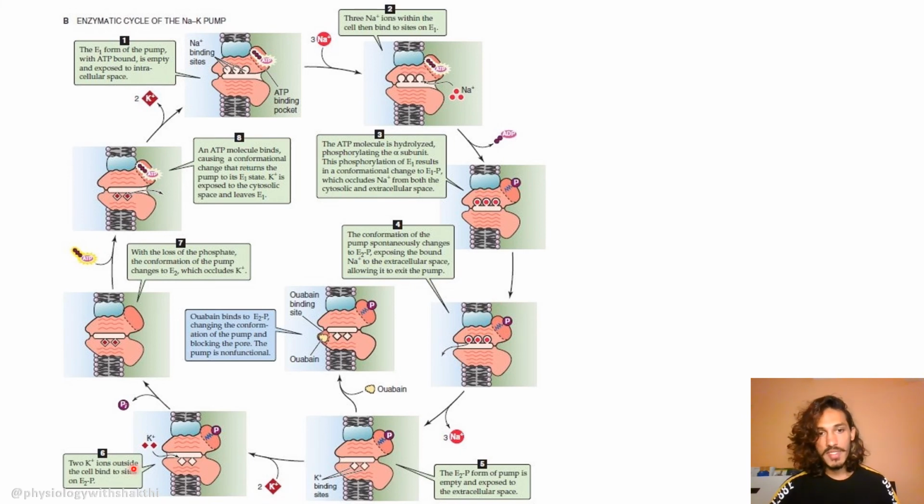Now sodium goes out, potassium comes in, and potassium coming in will dephosphorylate it. You can see the phosphorylated part is no longer there. That dephosphorylation closes the outer gate. Now to open the inner gate again and repeat the cycle, your ATP should come in. So potassium goes in and the cycle is now going to repeat itself.